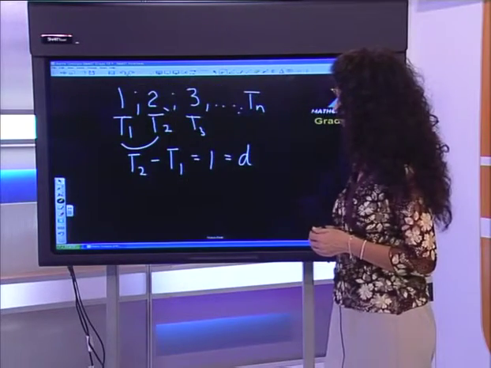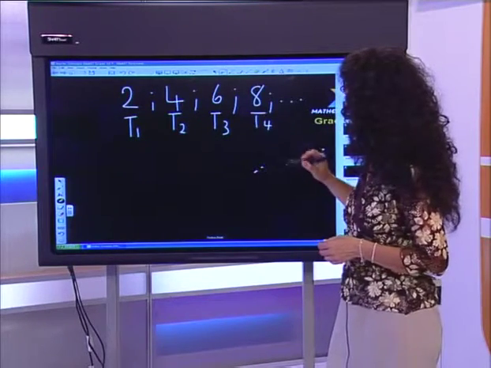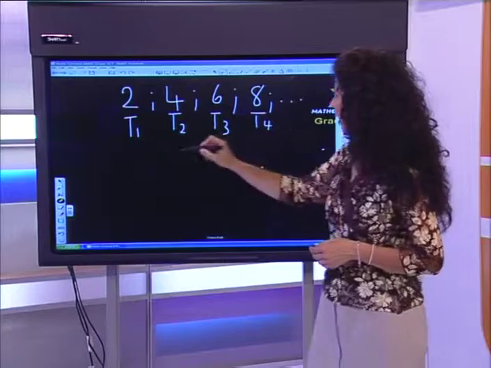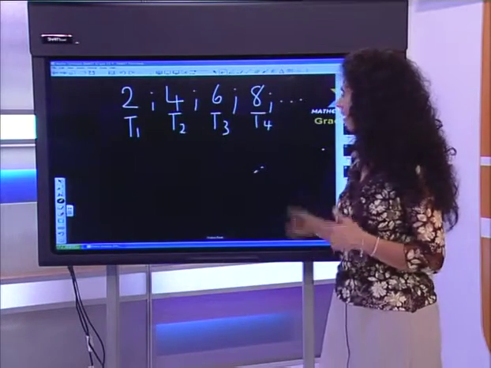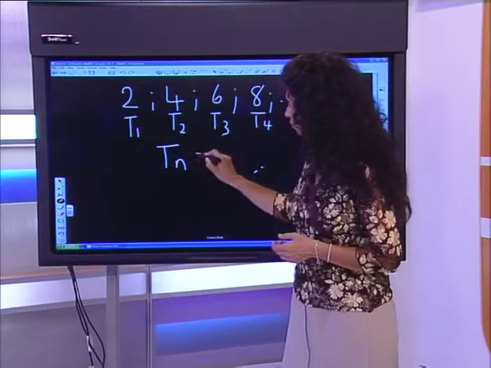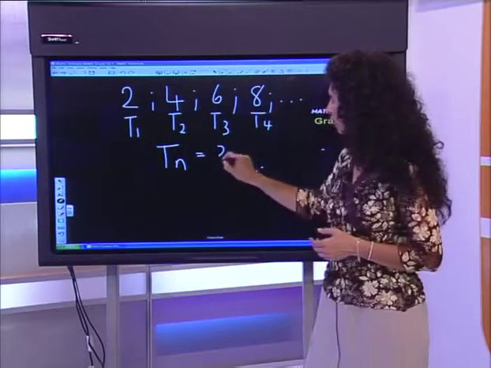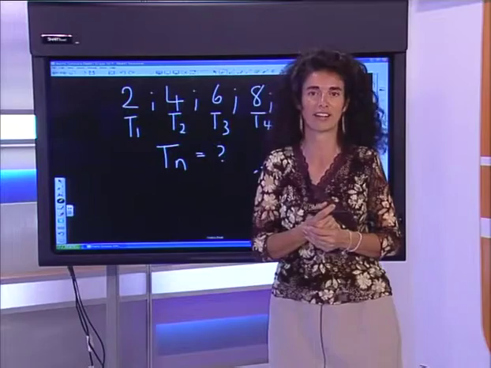And now let's come back to another page. Let's look at what the nth term would be. If I had to ask you to find the nth term, in other words, any term in that sequence, what would the formula for that nth term be?